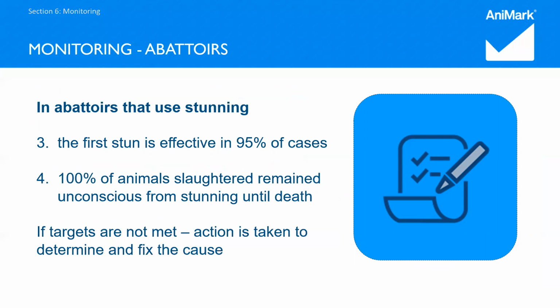The last two requirements are around abattoirs that use stunning. So when animals are stunned, monitoring needs to be carried out to ensure that stunning is effective, with at least 95% of animals being effectively stunned on the first application of the stun device. If the target for effective stunning is not met, action must be taken immediately to fix the cause.